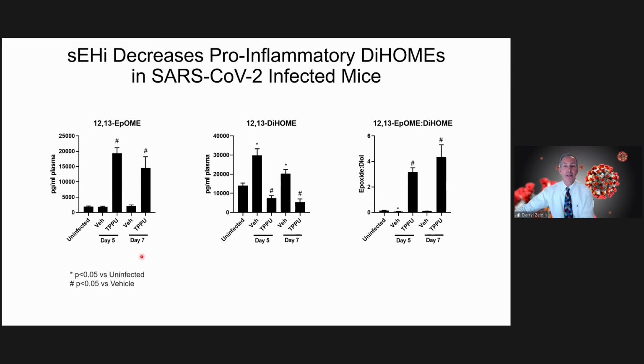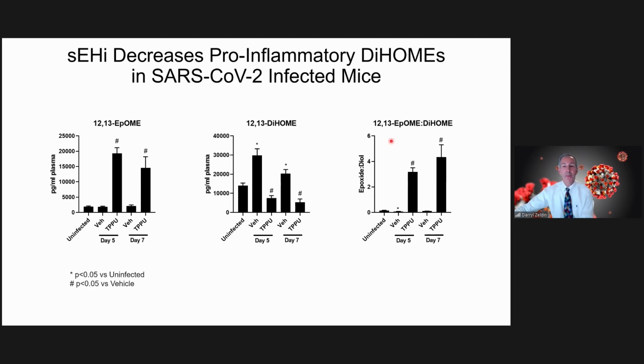Likewise, vehicle-treated SARS-CoV-2 mice had a significant increase in 12-13 DiHOME on days 5 and 7 post-infection, and treatment with TPPU significantly increased 12-13 EpOME and decreased 12-13 DiHOME, and the EpOME to DiHOME ratio increased significantly on days 5 and 7, again consistent with inhibition of SEH. Similar changes were observed for the 9-10 EpOME and DiHOME in data that's not shown.